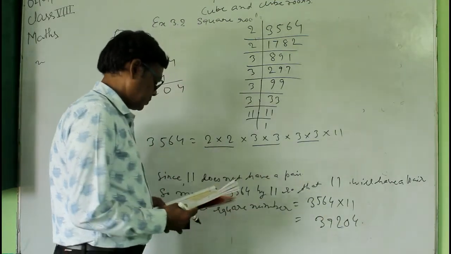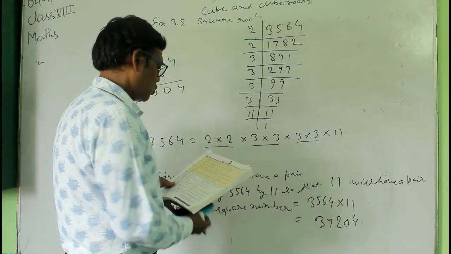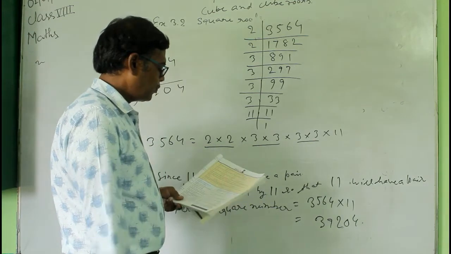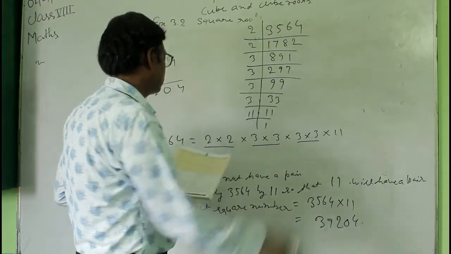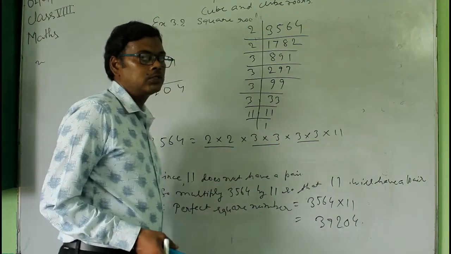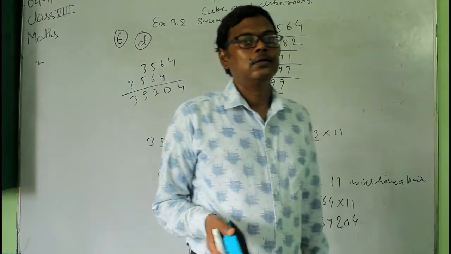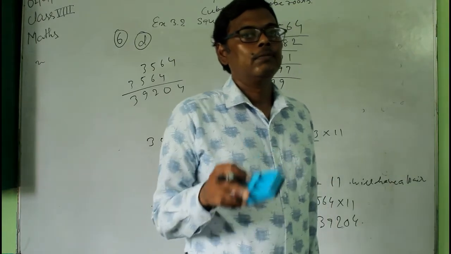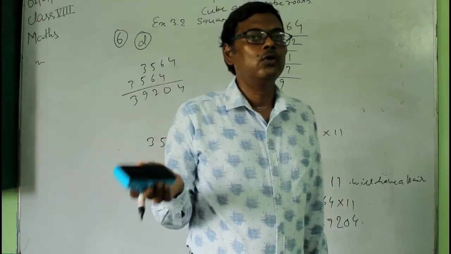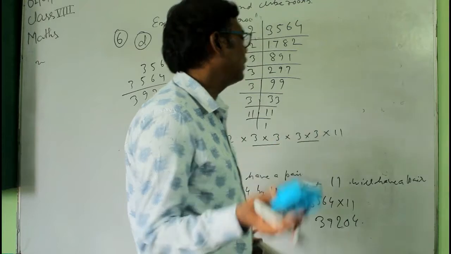So you have to find the prime factors again, and then you will see which number is not making the pair, and then you will divide the given number by those numbers which are not making the pairs, and then you will get that answer.